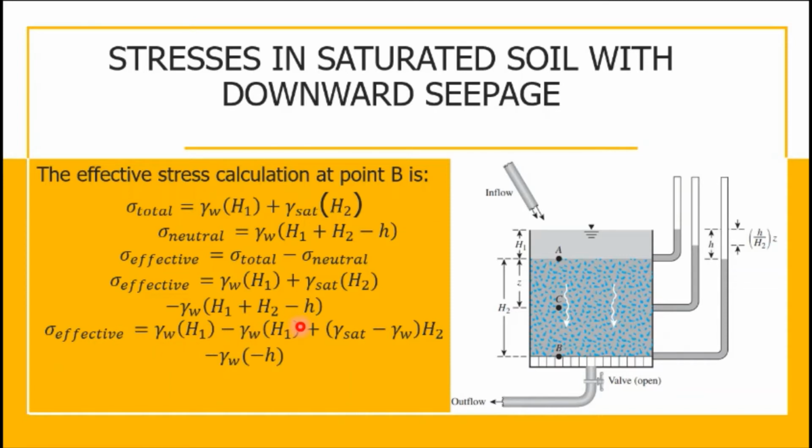This will be 0. And combine these two, saturated unit weight minus unit weight of water, because there is H sub 2 as common, minus the remaining term, which is unit weight of water multiplied by negative H. Therefore, the effective stress is equal to the buoyant unit weight of the soil multiplied by H sub 2 plus the unit weight of water multiplied by H.